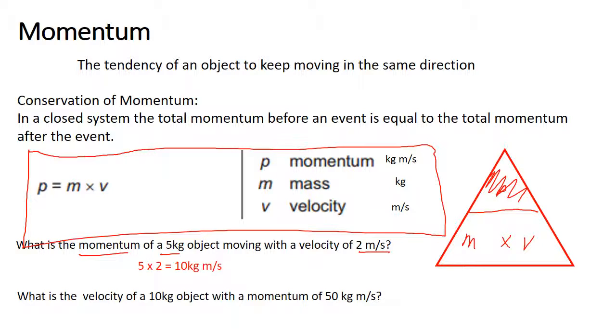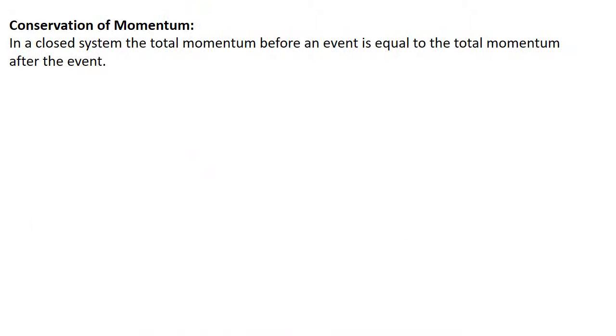The next one, what is the velocity of a 10 kilogram object with a momentum of 50 kilogram meters per second? Well, your first job is to calculate velocity, so you need to cover up velocity, and then you've got 10 kilograms, so that's your mass, and you're going to have to divide your momentum by your mass, because that's what you're left with trying to do.